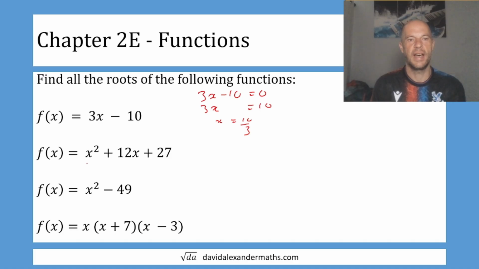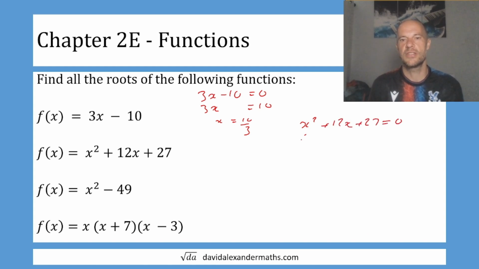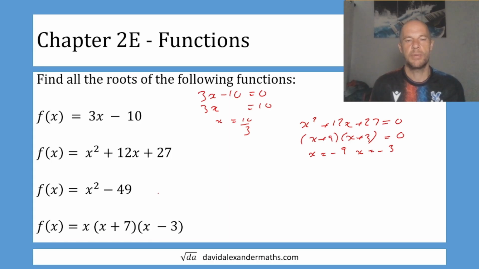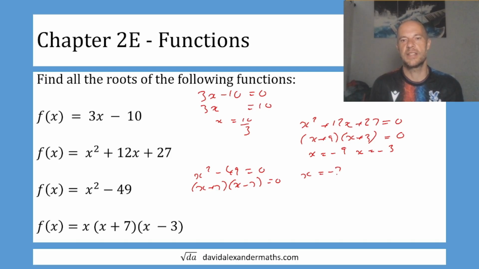Here we just need to make it equal 0. So x squared plus 12x plus 27 equals 0. So that will be x plus 9, x plus 3 equals 0. So the roots are negative 9 and negative 3. X squared minus 49, we need to make it equal 0. So that's going to be x plus 7, x minus 7 equals 0, so therefore the roots are negative 7 and positive 7.